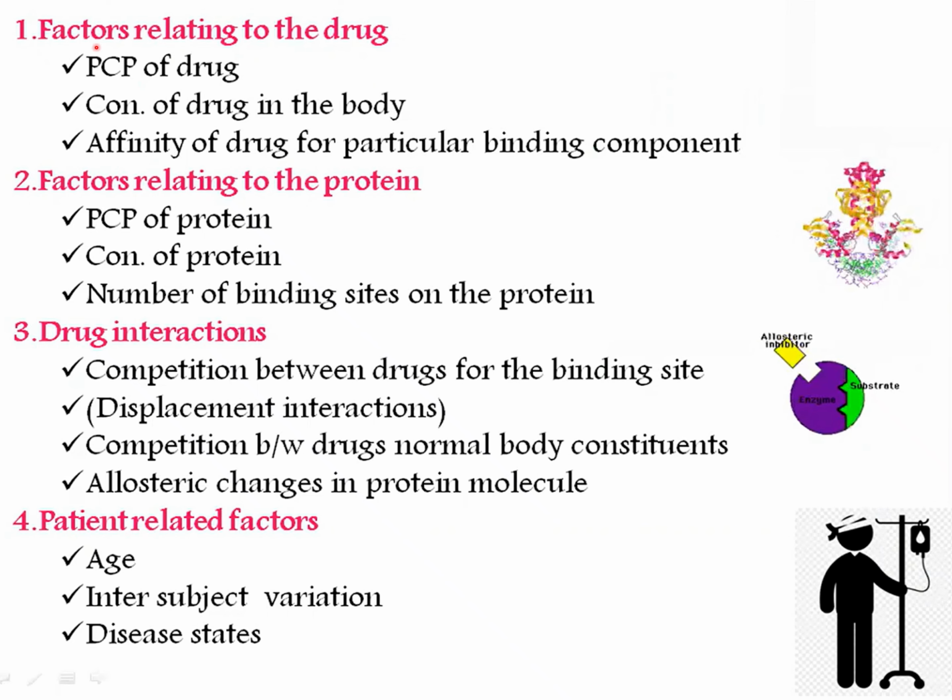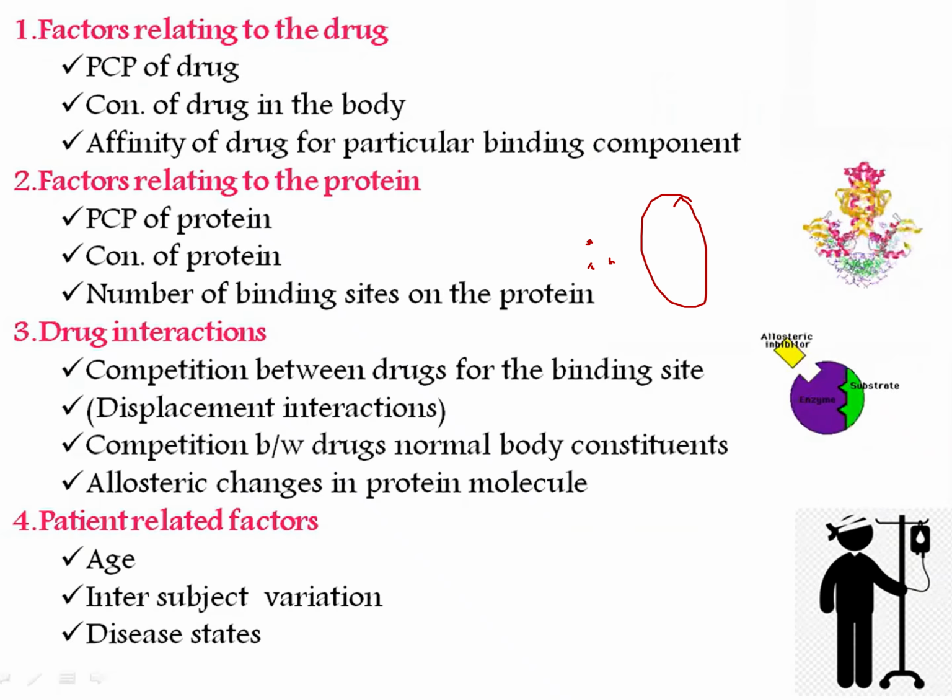So let's start with the factors related to the drug, like physicochemical properties of the drug, concentration of the drug, affinity of the drug for a particular binding component. Then factors related to protein, as the drug will bind to the protein. So some factors would be related to the protein, some to the drug: physicochemical property of protein, concentration of protein, number of binding sites on the protein. As we have already seen, albumin has 4 binding sites: site 1, 2, 3, 4.